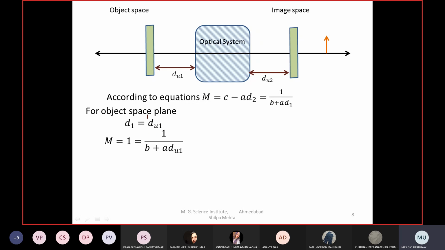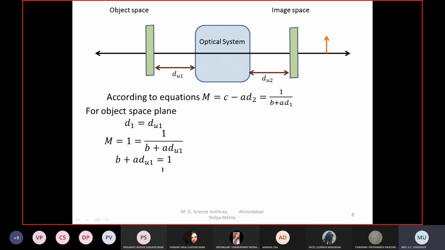We just defined that unit planes are such planes for which the magnification is always 1. So we can say that m equal to 1, and m equal to 1 means 1 upon b plus ad1 is equal to 1. We can simplify this equation and easily get the value of du1, that is the position of the unit plane in object space. If we simplify, b plus adu1 is on the left hand side, so b plus adu1 is equal to 1, and now you can find out the value of du1.